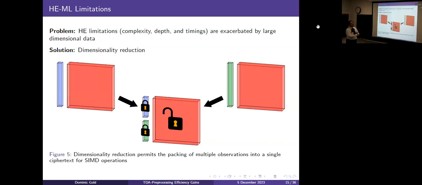Again, it's very obvious how this reflects to timings, and complexity, because if you have a thing that depends on the length, you're making the length literally smaller. In depth, there are some circuits where the depth depends on the length of the ciphertext, but that's not always true. So mostly, these two are really the main ones.